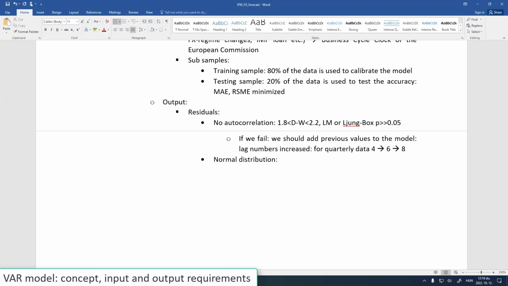Okay, normal distribution. This is supposed to be tested with the Doornik-Hansen test, so let's say the DH test, or Jarque-Bera. Whatever we are using, again, the problem is the same, that the p-value should be way above 0.05. And if we are failing, we need more dummy variables.